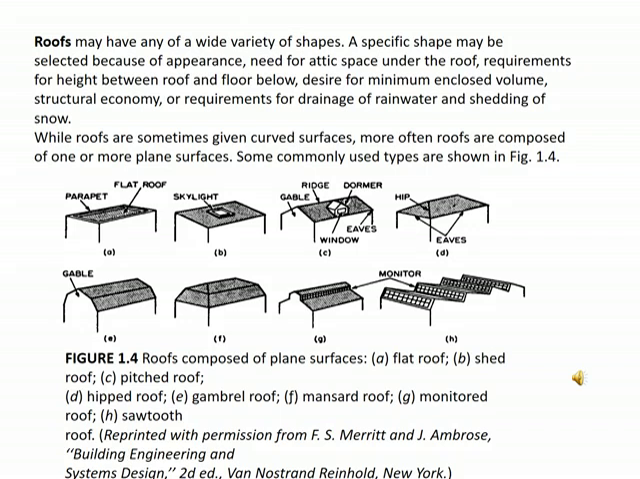Roofs with parallel, flat, or skylight forms, or you can see there is a ridge and a window, eave, hip, east, gable, and monitor. So those are kinds of roofs. Roofs may be composed of plain surfaces: flat roof, shed roof, pitch roof, hip roof, gabriel roof, mansard roof, monitor roof, sawtooth roof. So those are the kinds of roofs.